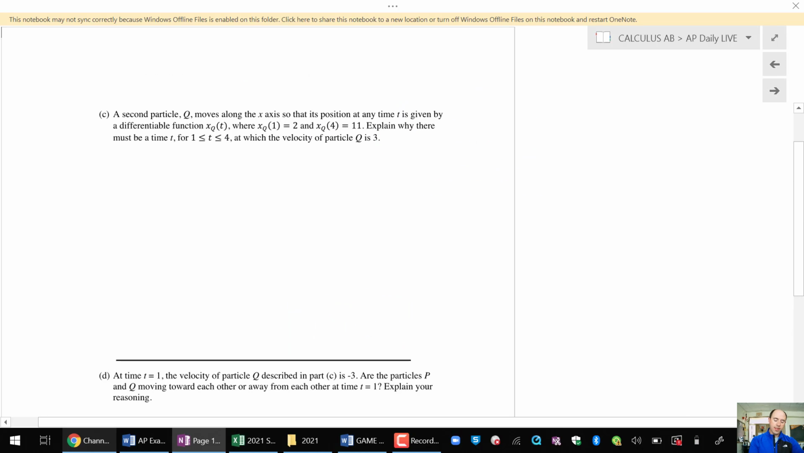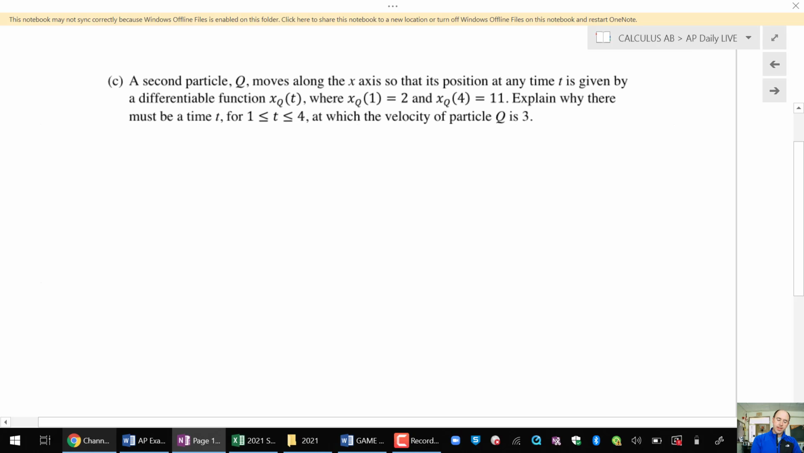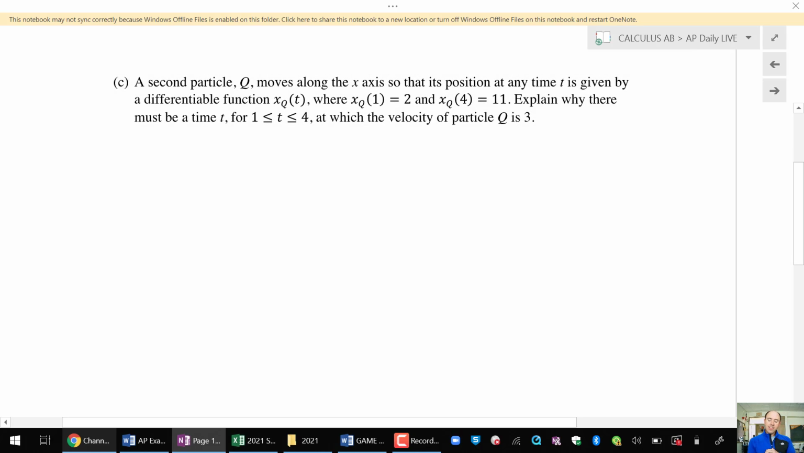Now, second particle, Q, moves along the x-axis. Its position is given by, there's no function here, x of 1 equals 2 and x of 4 equals 11. Explain why there must be a time when the velocity of particle Q is 3. Now, velocity is a derivative value of position, so I'm going to think about using the mean value theorem. MVT is the theorem that I use to prove the existence of a derivative value.